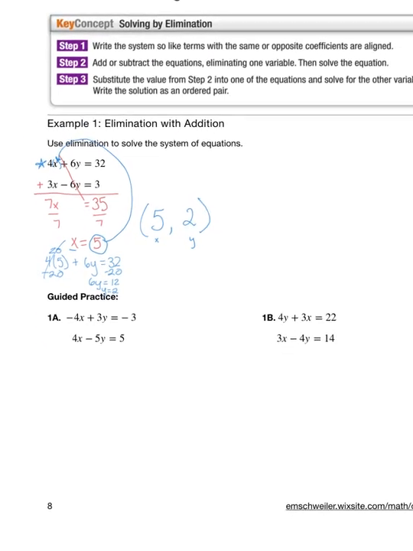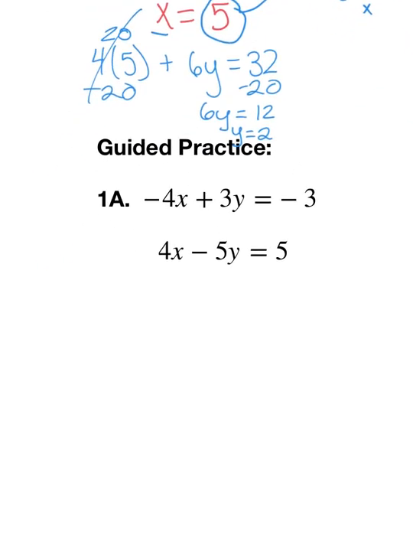So you have 2 guided practice problems here to do. You can pause this video right now and try them, or if you want to see another example, just stay here and do this one with me. So because this negative 4x and 4x are going to cancel out when we add them together, we're going to use addition because coming up in the next example, you'll see some subtraction ones. So right now we're doing 3y plus negative 5y, which gives us negative 2y. And negative 3 plus 5 is positive 2. Divide by negative 2 and you get negative 1.